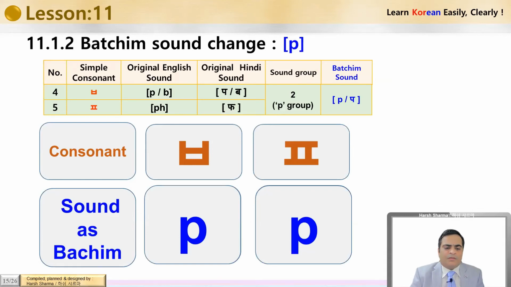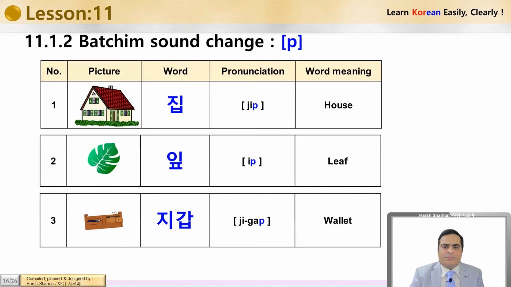Now let's move to the P family. Two consonants are there, pa and pha. They both will be pronounced with only one sound at the Batchim position, that is pa. See the example words on screen now. First word, you can see that is chip. Chip is house.